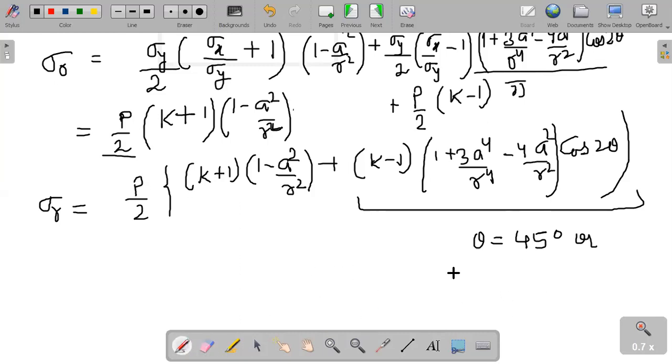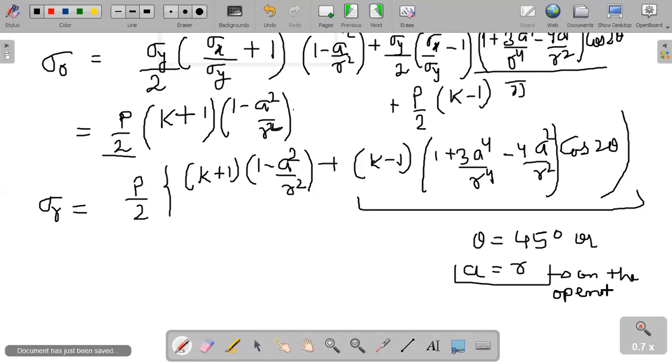A over r equal to 1. नहीं, a equal to r, when a equal to r, means on the opening boundary हो जाएगा.